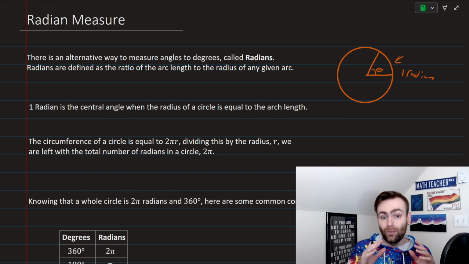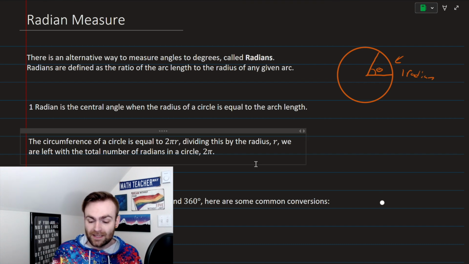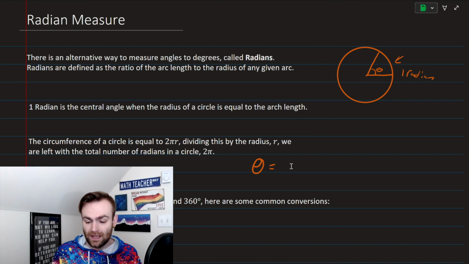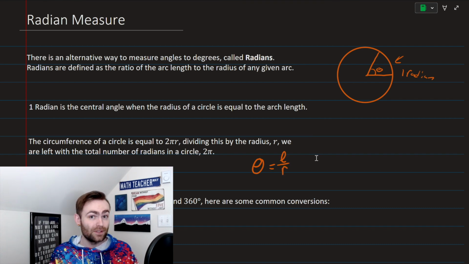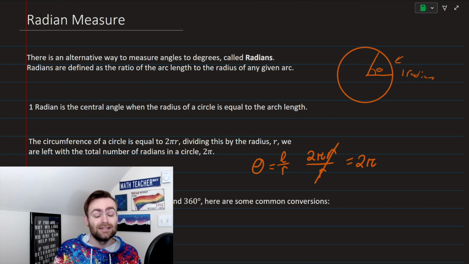So how many radians are in a circle? Well, the circumference of the whole circle, the length of the arc around the entire circle, is 2 pi times the radius. That's the circumference formula, right? If we're defining an angle as the arc length divided by the radius, the arc length for an entire circle is 2 pi r, and we're dividing that by the radius. The radiuses cancel, leaving us with 2 pi radians as the angle for the entire circle.